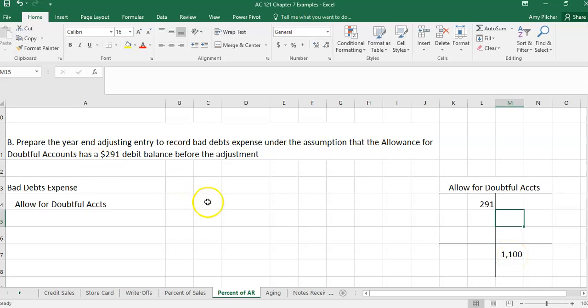$1,100. In order to do that, we need a bad debts expense of $1,391. So if we put a credit here for $1,391 against our $291 debit, we would have an ending credit balance of $1,100.